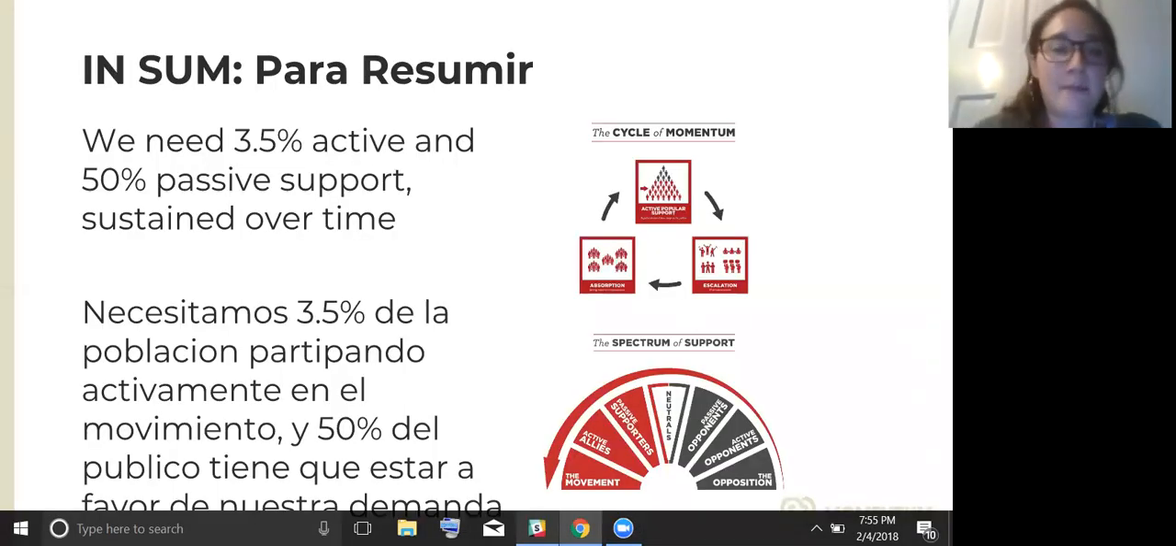Yeah, so in sum, in order to succeed, what movements need, what we need in Cosecha, is active popular support of 3.5% of the population, so that's around 11 million. And we need the passive support of a majority of the public, so we need 50% or more agreeing with our issue, agreeing with permanent protection for the 11 million.